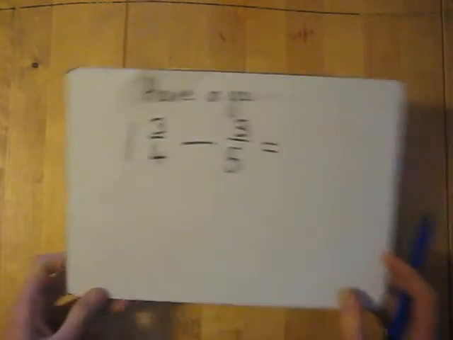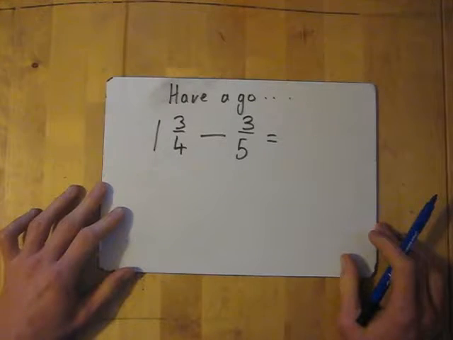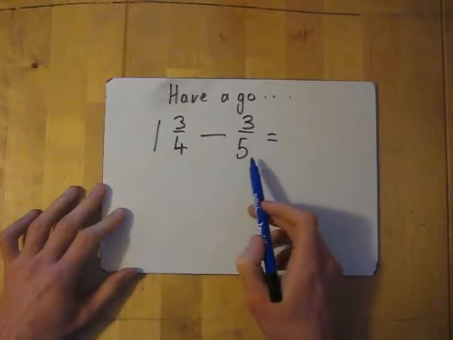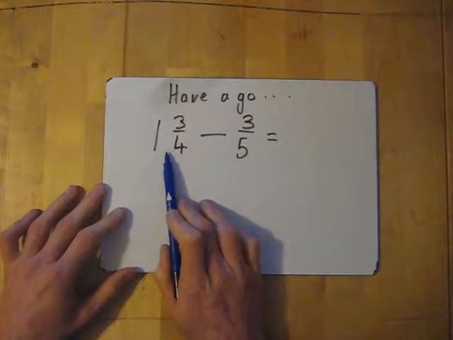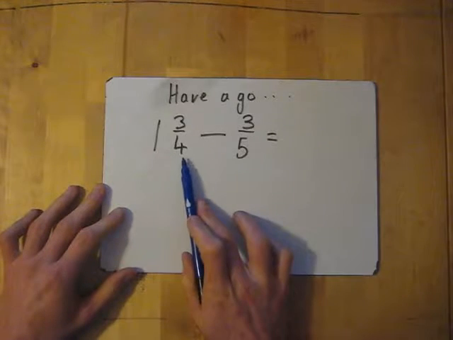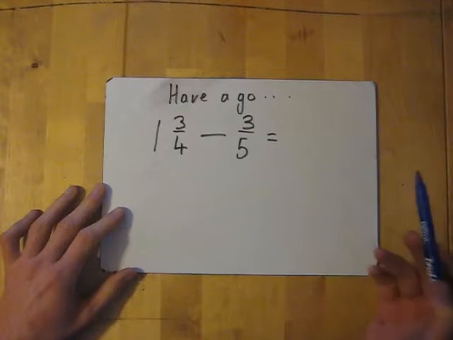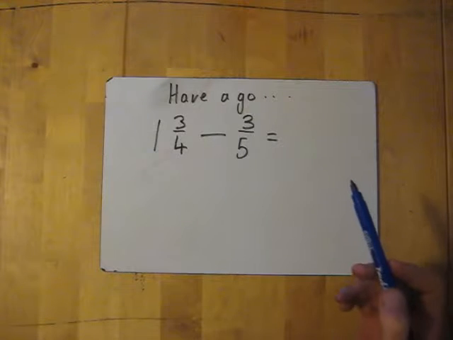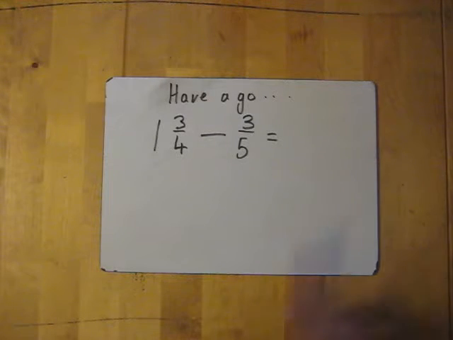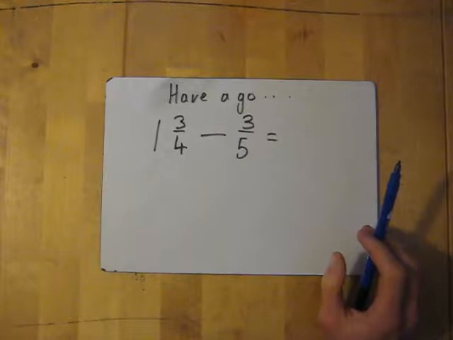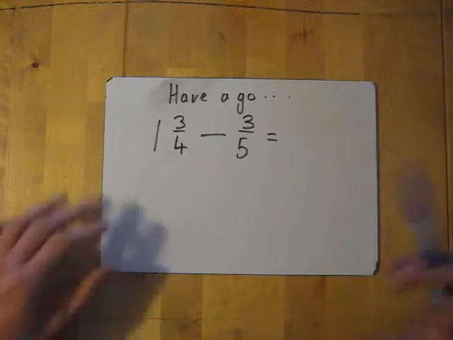One more for you to have a go at. 1 3/4, take away 3/5. Remember, convert this into an improper fraction. Find the common denominator, convert them, and then subtract. Keep the bottom the same, and then take away the top. So if you want to have a go, I'm going to go through the answer in 3 seconds, so if you want to pause. So 3, 2, 1, okay.